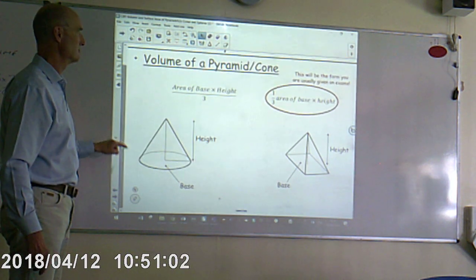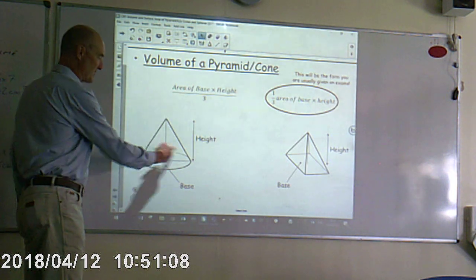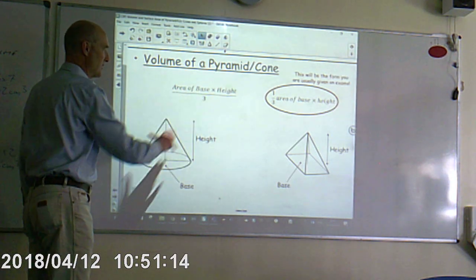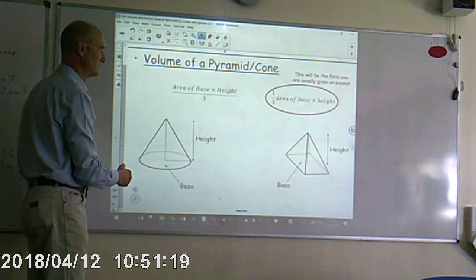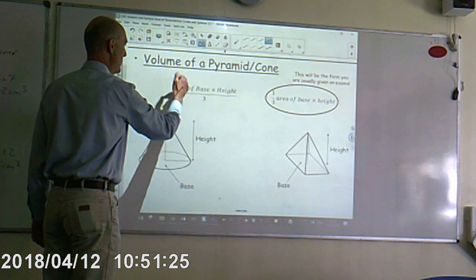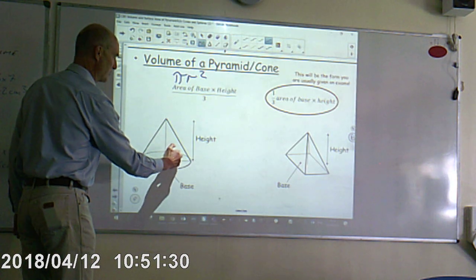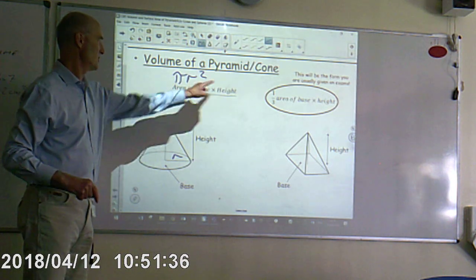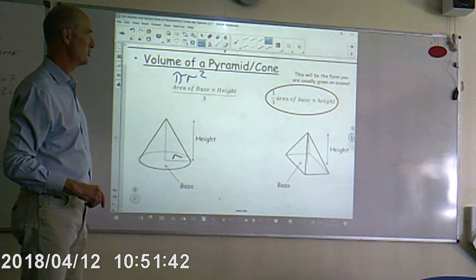So pyramids and cones. Again, make a note of these formulae. For a cone, base times the height, divide that by 3, and that gives us the volume of that shape, the cone. Don't forget the area of the base, pi r squared. Okay? That distance is r. Area of the base, which is a circle, times the height, the vertical height, divide that answer by 3, and that will give you the volume of that shape.